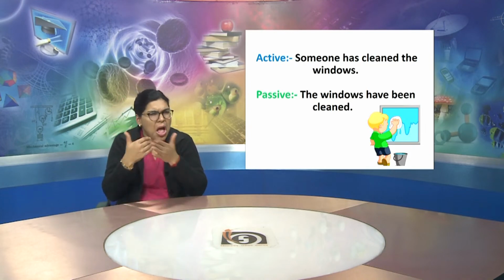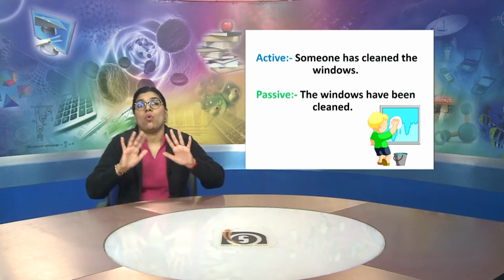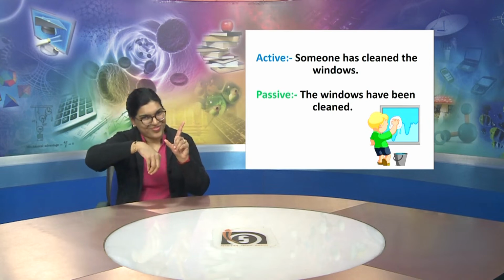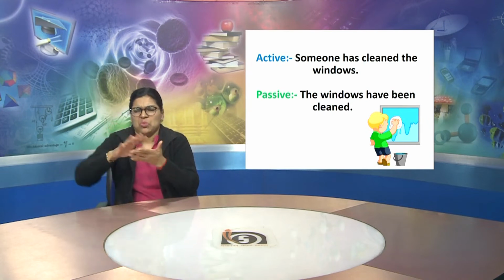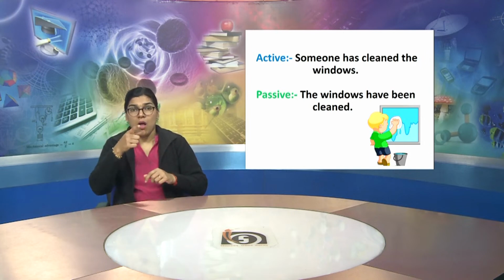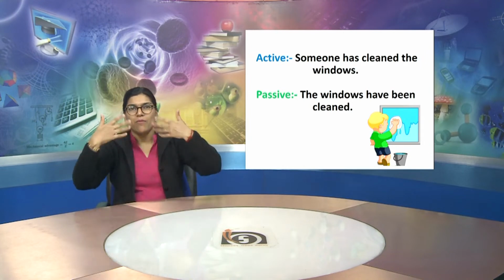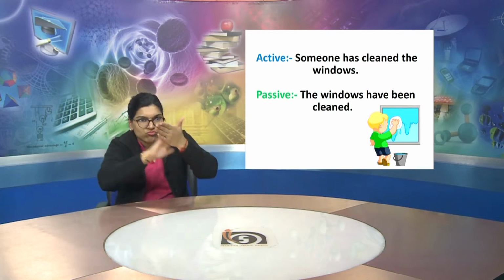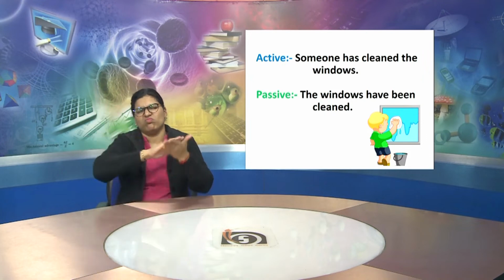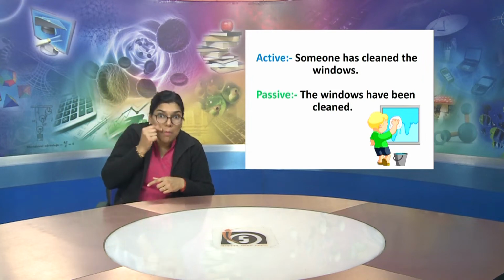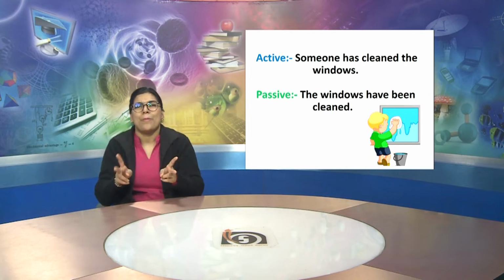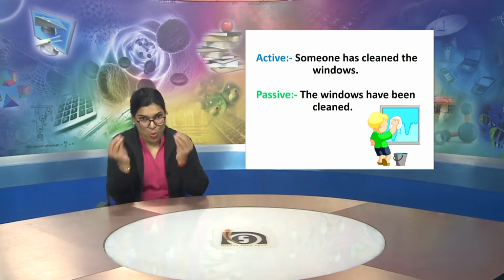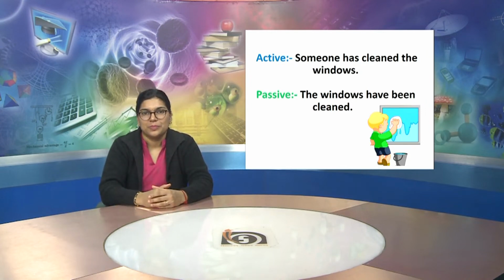That someone, which was there in the active statement, is not shown in the passive statement. And also the word by is not being used here. It is simple. The window has been cleaned. By whom? It has not been mentioned. It is not needed. So there are many passive voices which are just similar. Let us see more examples.